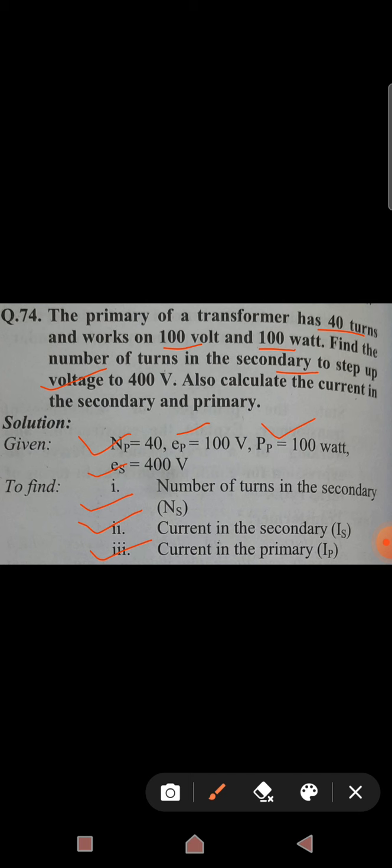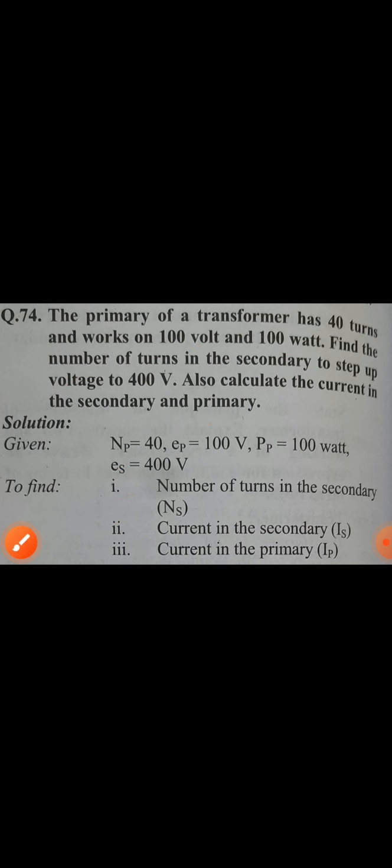Such a question may be asked during the examination for 3 marks. So each factor will give you 1 mark. Okay, so this is the given information. Now we'll move to the solution of this question.